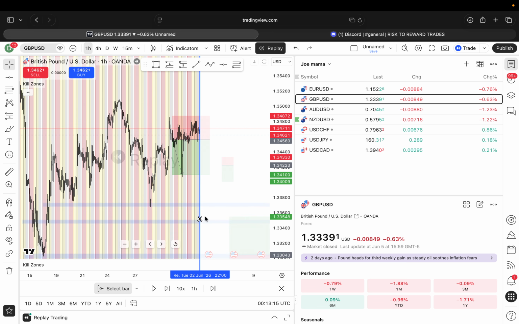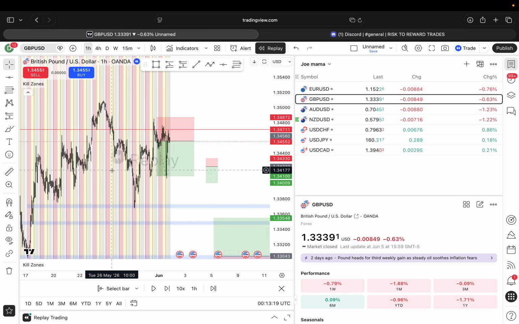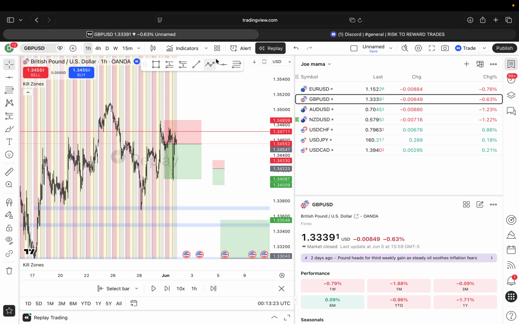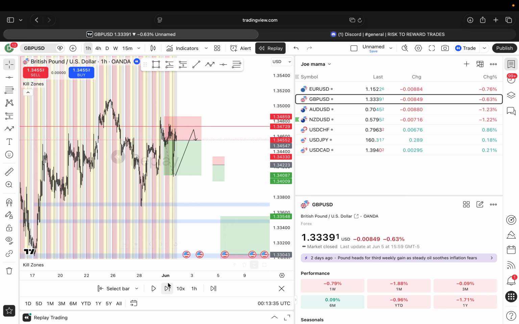So let me put this a little bit more back. Okay, so right here, right? I got in right here when it came up to this area. It pushed up, but then it started to go down. So instead of having my stop loss all the way up here, I moved it and put it right above it. What happened was I got stopped out during the pre-New York session.